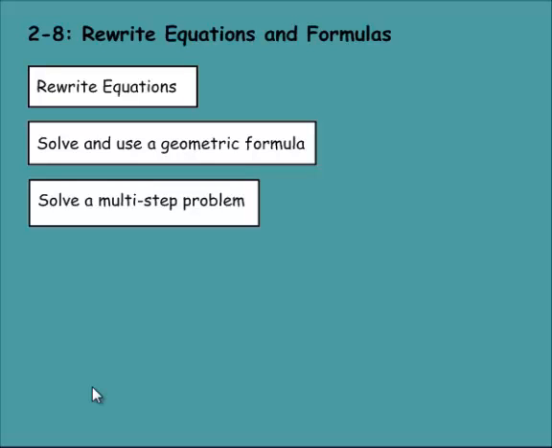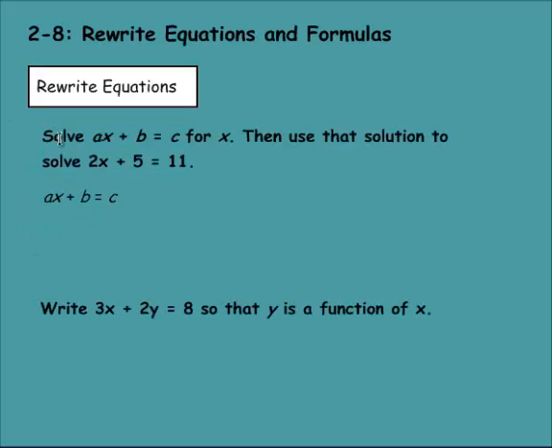We're on lesson 8 of chapter 2, which has us rewrite equations and formulas. So first we're going to rewrite equations, then we'll solve and use a geometric formula, then we'll solve a multi-step problem as well. First it asks us to do this. Solve ax plus b equals c for x.